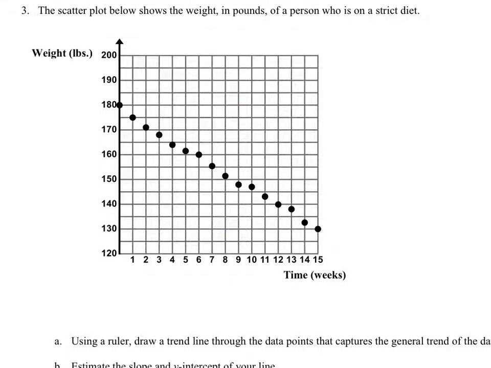All right, number 3, the scatter plot below shows the weight in pounds of a person who is on a strict diet.